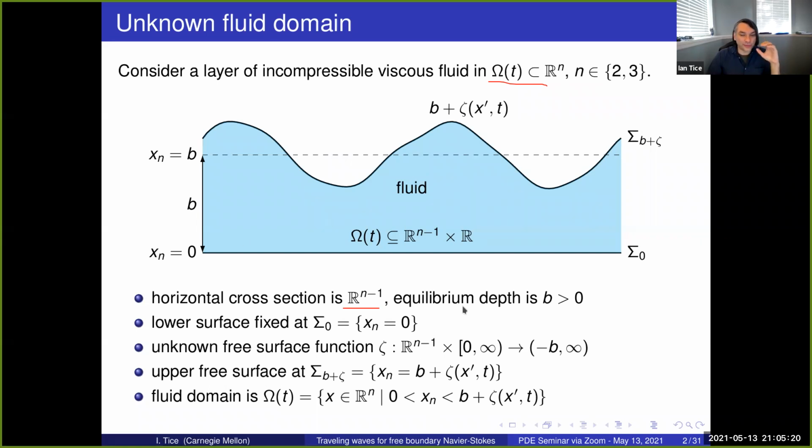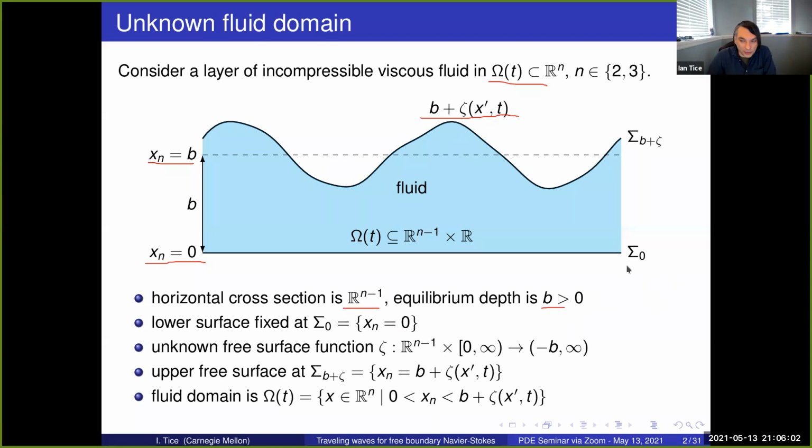We will think that the fluid, when it is at complete equilibrium, is just a completely flat slab of fluid of depth b, and we'll set up our coordinate system so that the bottom of the fluid is at vertical variable equal to 0, and the equilibrium height then is drawn here in this picture at x_n equal to b. And then we're going to think of the free surface as being a graph that is a perturbation around this equilibrium height. So in particular, we will think of the free surface as being the points where x_n is equal to b plus zeta of (x', t), where x' is the first n minus 1 components of the vector x in R^n.